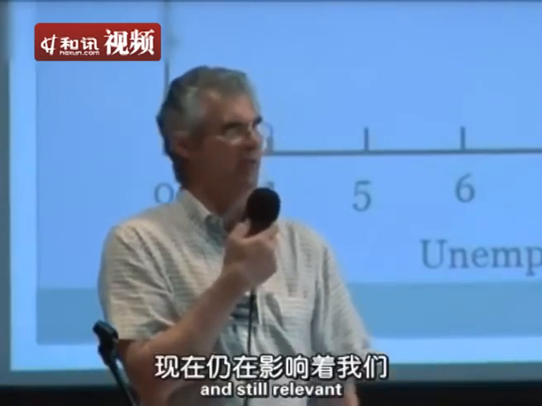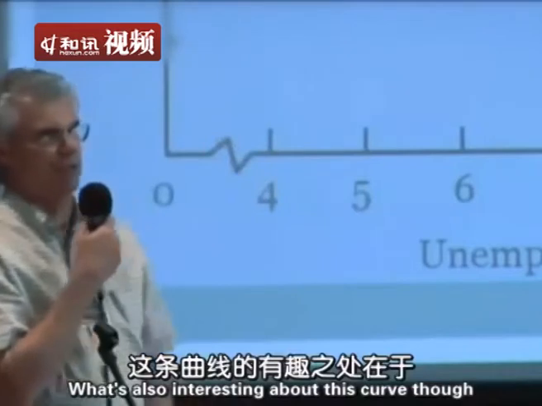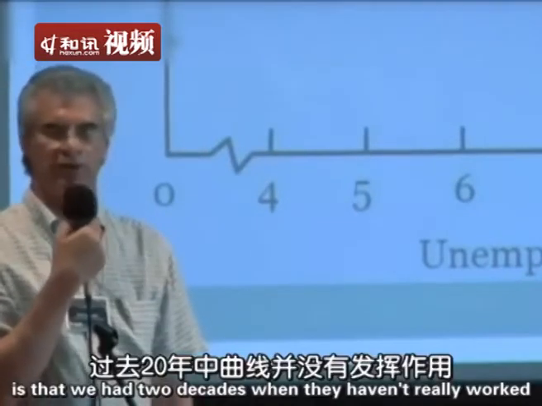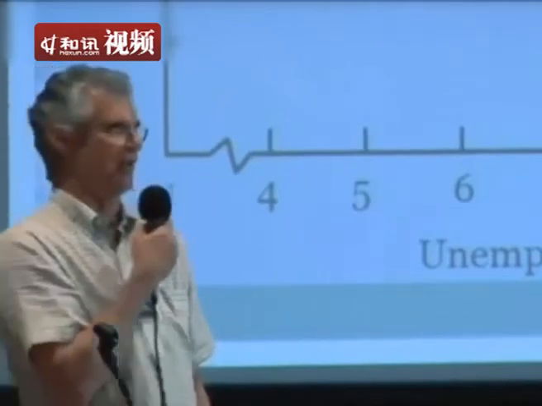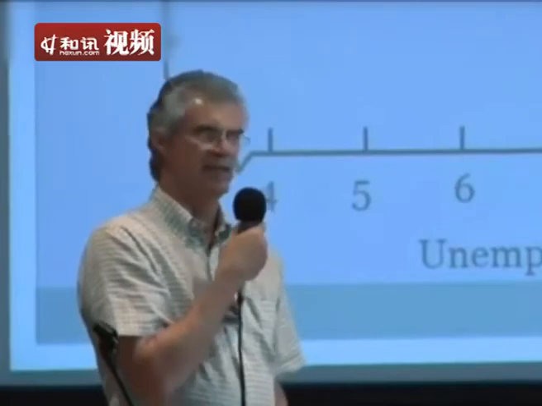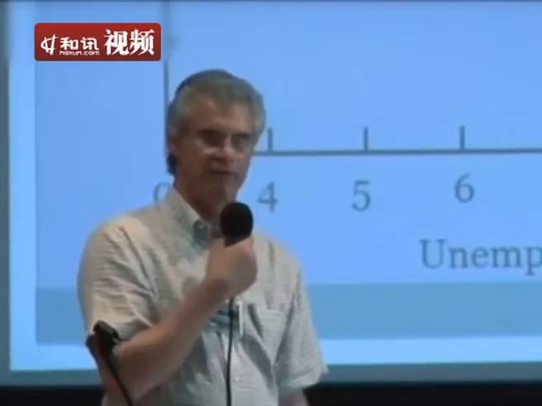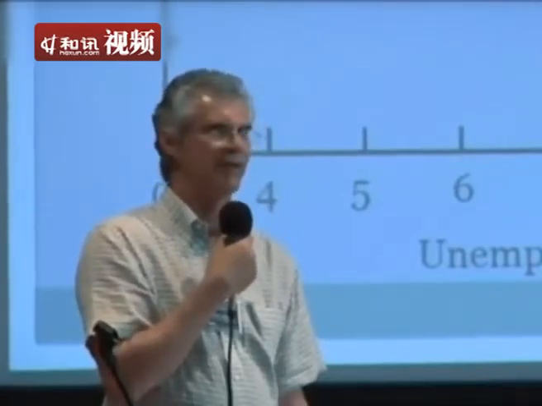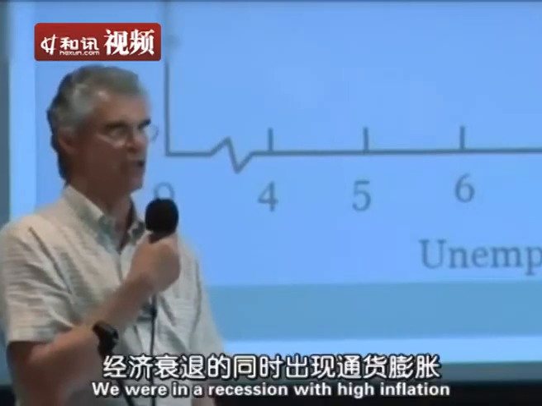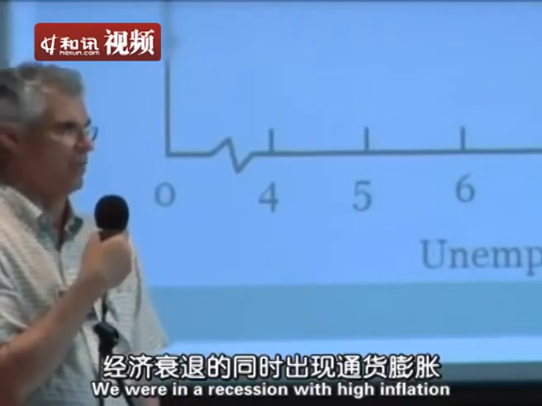and still relevant. What's also interesting about this curve, though, is that we've had two decades when it hasn't really worked, and the exceptions are, in some sense, more interesting than the relationship itself. In the 70s, what do we have? That's right. We had stagflation. We were in a recession with high inflation.